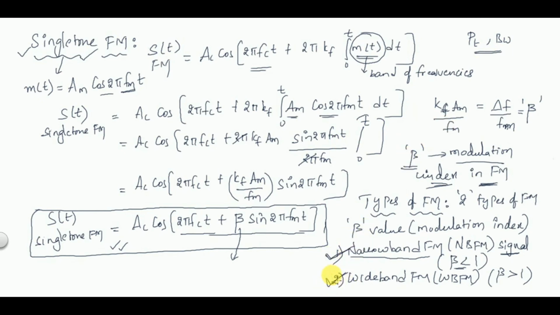So the first thing you have to do when solving problems, I'm telling you, is that if you are given a standard time domain equation in single-tone, you have to find the value of beta, so that you can classify whether it is a narrowband signal or wideband signal. Then you can apply the corresponding formulas for total power and bandwidth.